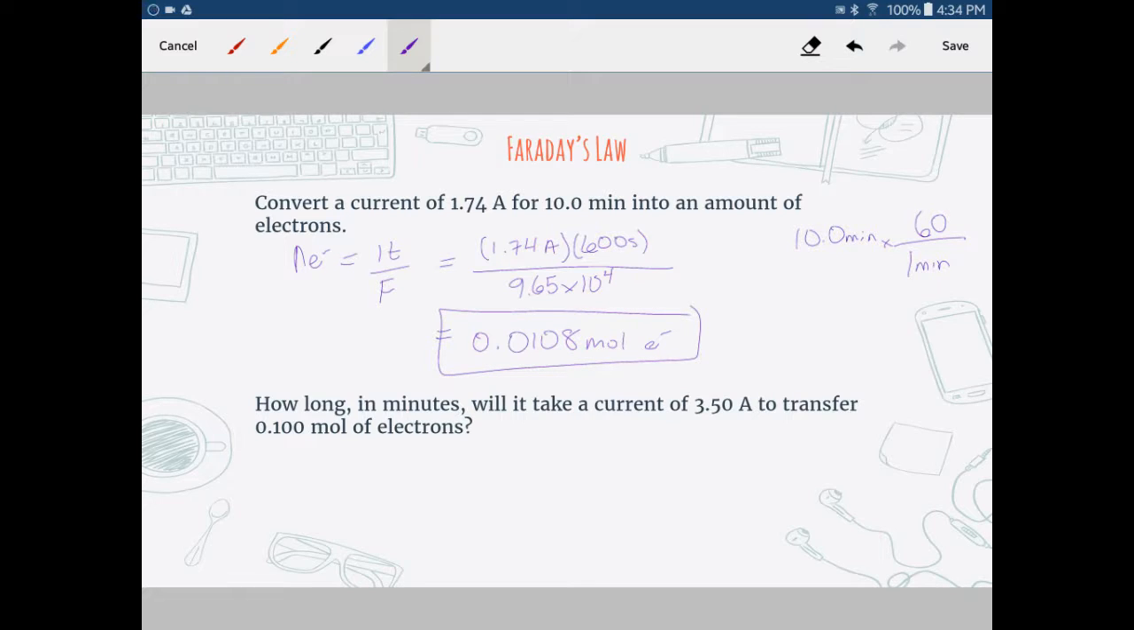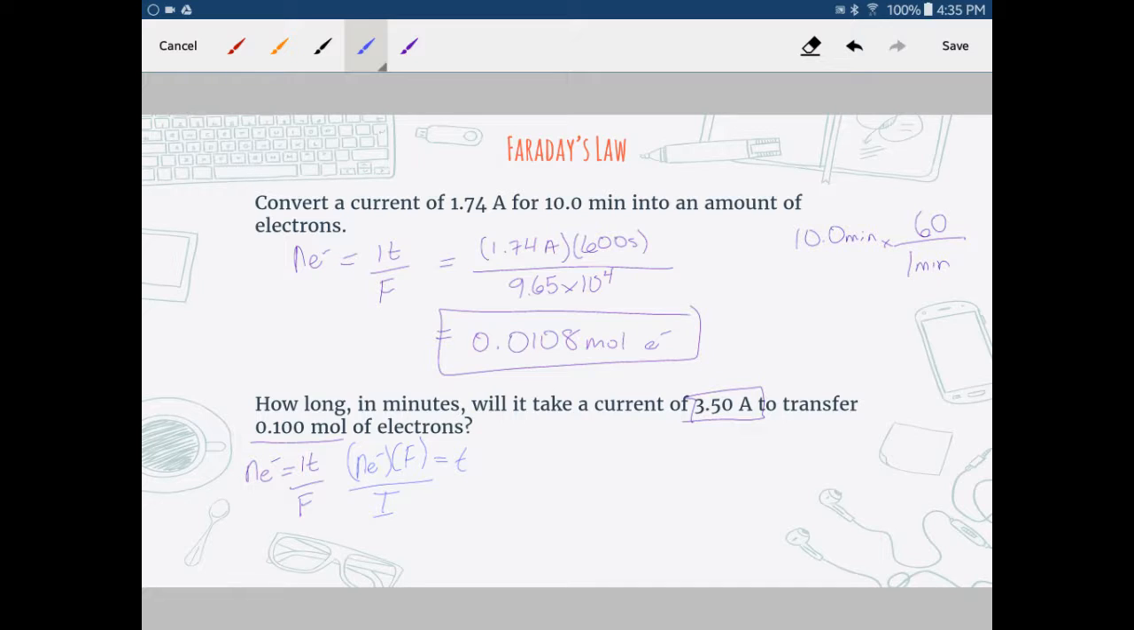All right. Another quick calculation here. It says how long in minutes, so I'm calculating for time, will it take a current of 3.5 amps to transfer 1 mole of electrons? So if I have NE equals IT over F, and I'm looking to solve for my time, I can rearrange this. I'm assuming if you are in Chemistry 30 that we are pretty good at rearranging formulas as of this point. So I have number of electrons times my Faraday's constant, all divided by current, is equal to time.